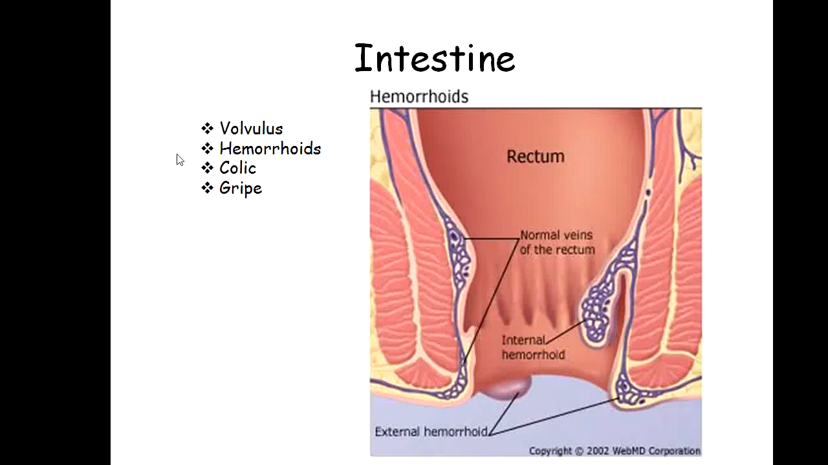The next one is colic. The next two terminologies are colic and gripe. Gripe is mild abdominal pain, and colic is abdominal pain. Abdominal pain is called colic. The abdominal pain may be due to pain in the small intestine or in the large intestine, but gripe is abdominal pain which is very mild.